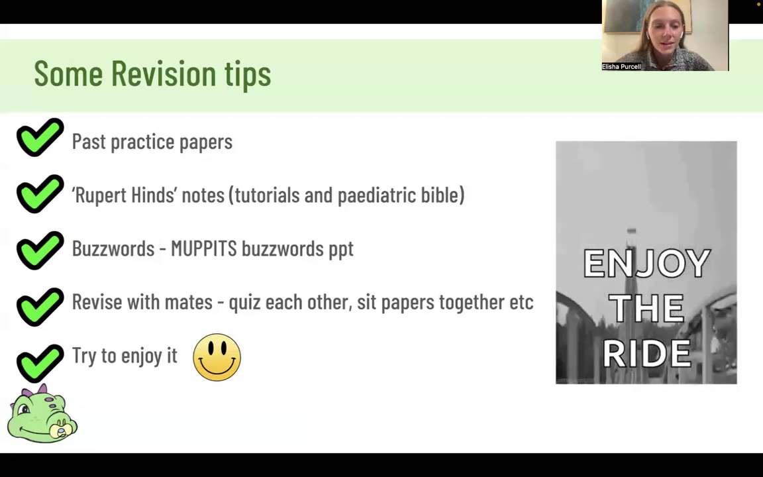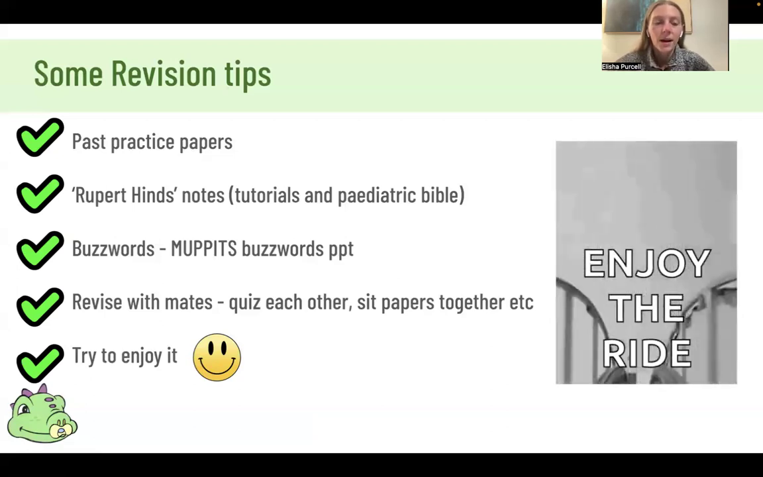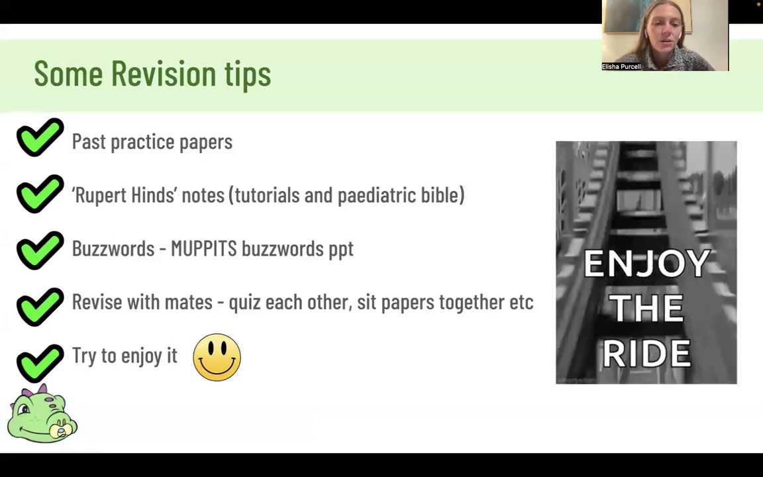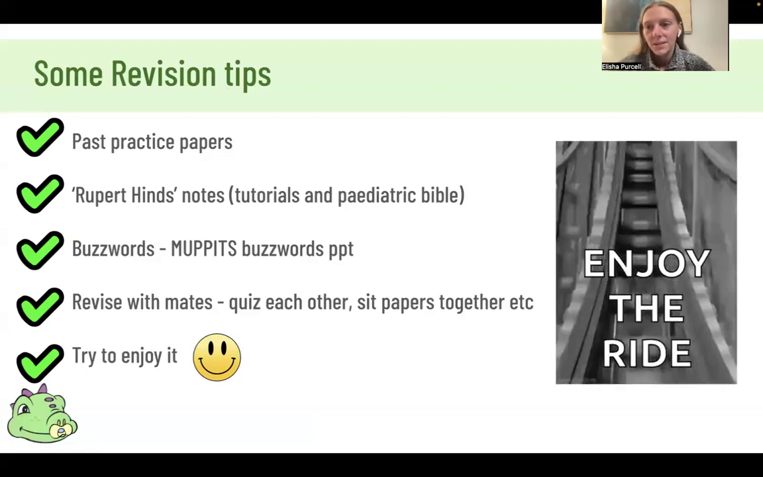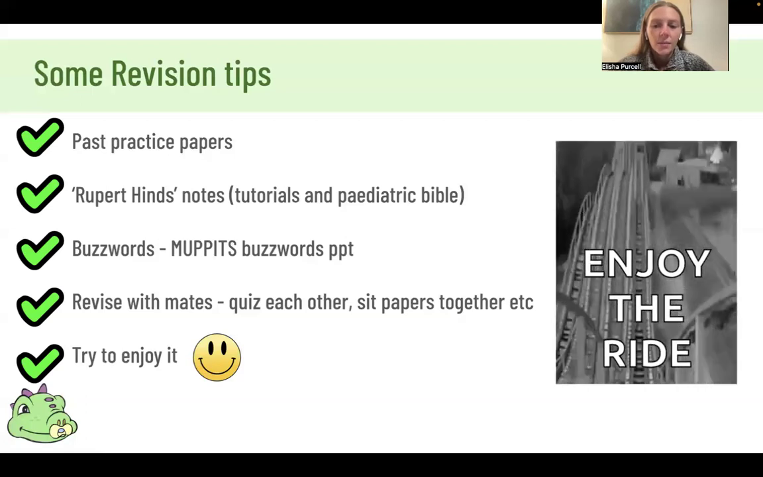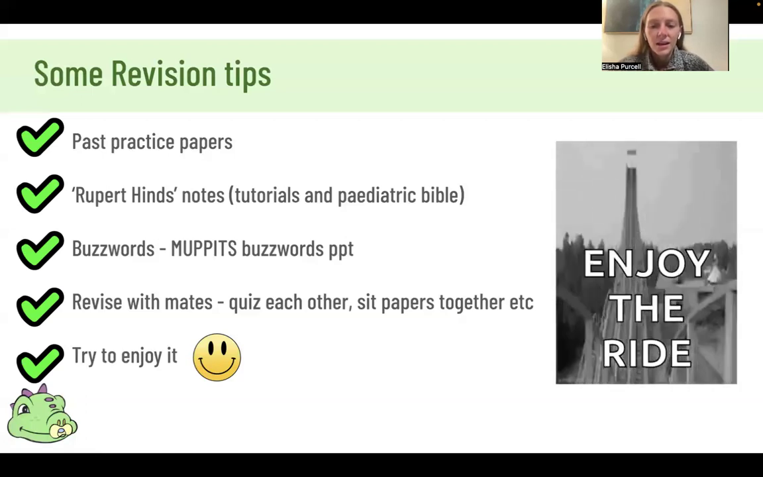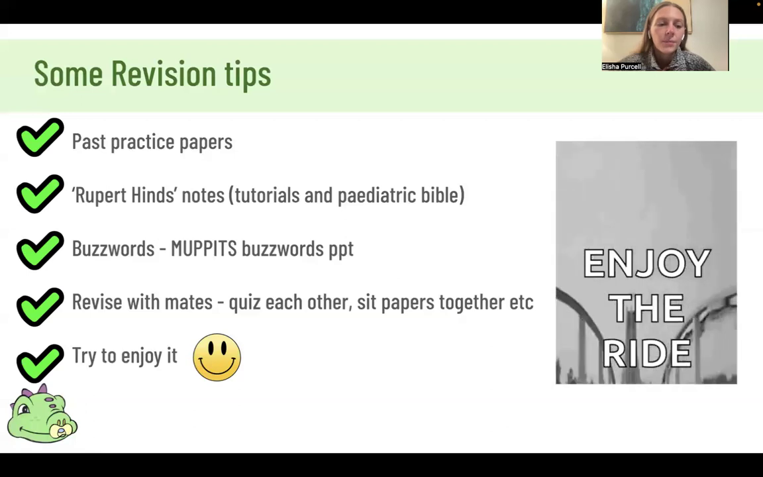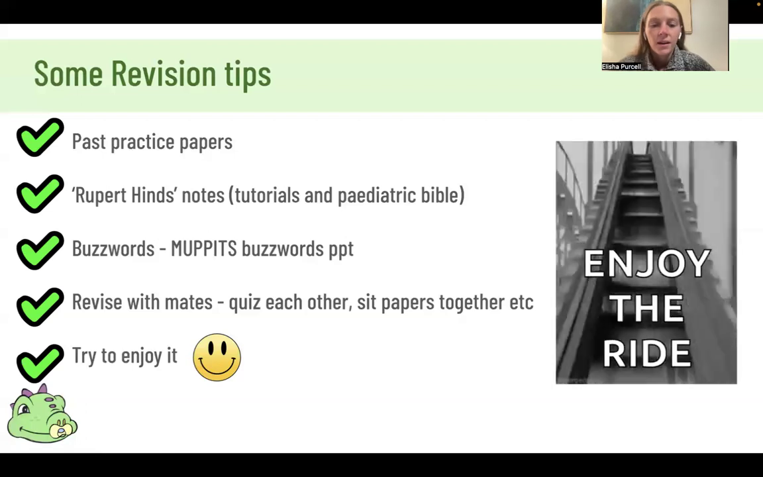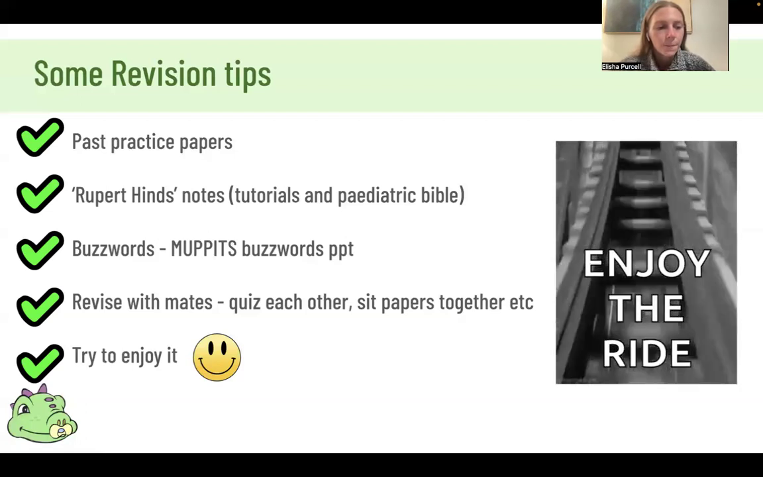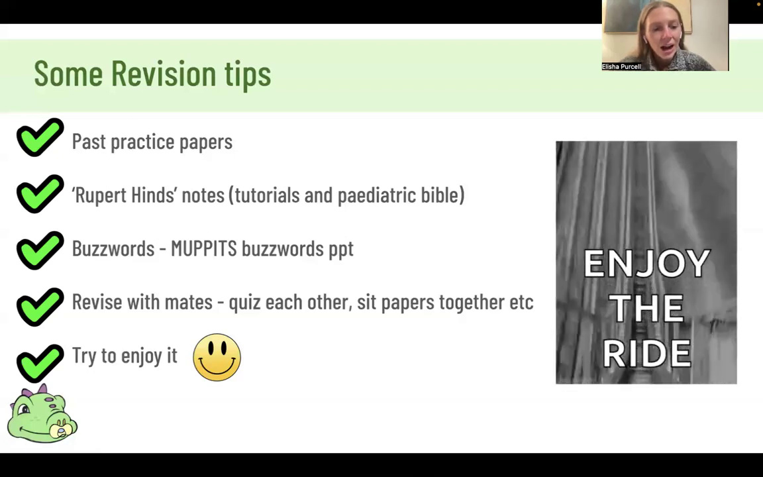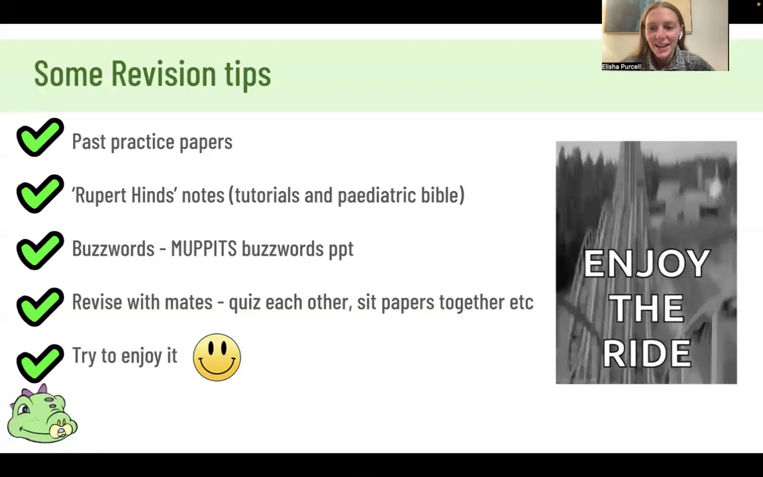Fourthly, revise with your friends, your mates. It helps so much and it really helped me so much last year. What I mean by that is quiz each other, sit papers together, spend those long days at the library revising together, because again, it helps keep you accountable. If you've got any cracks in your studying, they'll fill them, and vice versa. It just helps a lot, so I definitely recommend that.